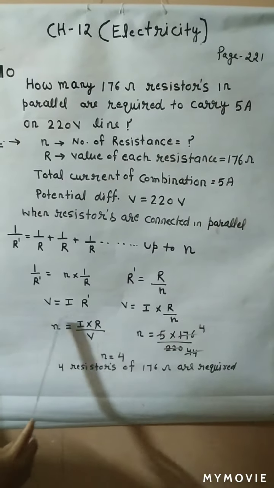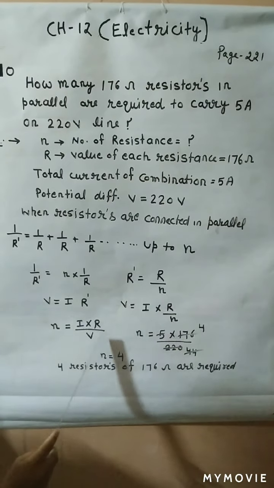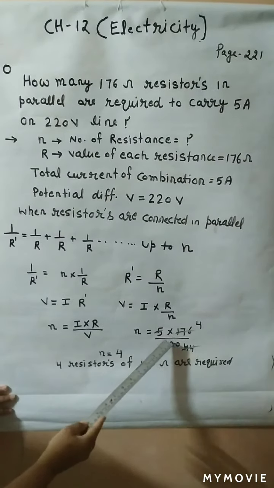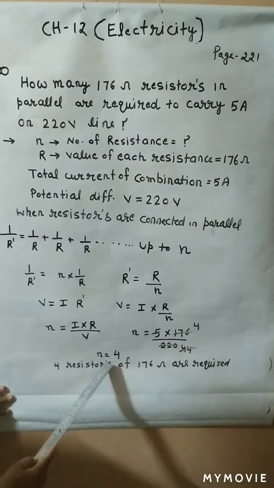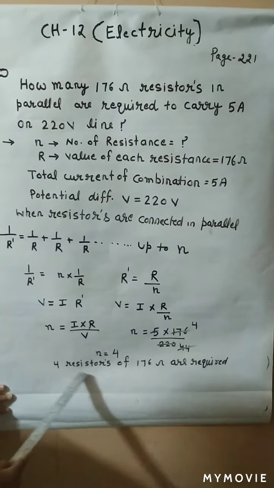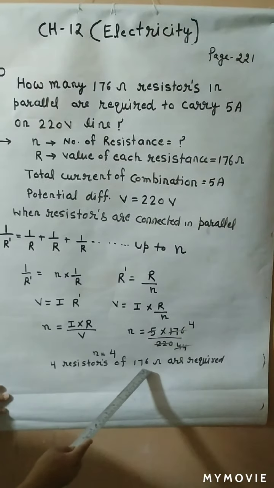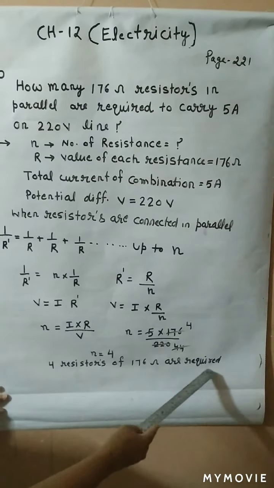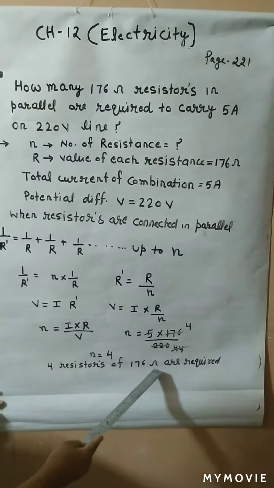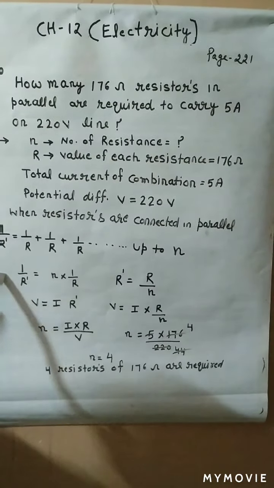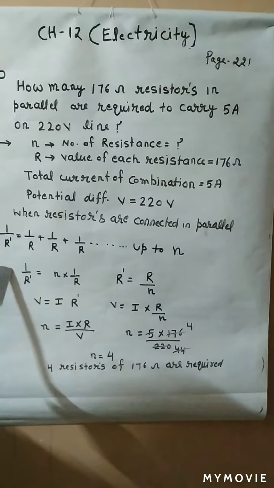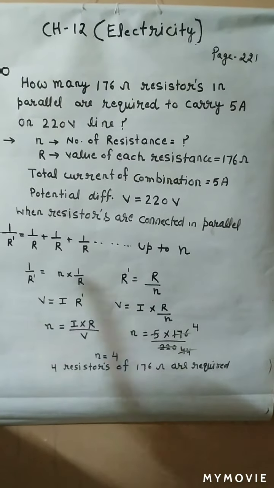So cross multiply it. N comes to be I into R by V. We will substitute the values now: 5 into 176 upon 220. When you solve it, you will get the N value 4. What does it mean? 4 resistors of 176 ohm each are required. So this is all about this numerical. This is an important portion. The same type of things we will use in the next numericals also.